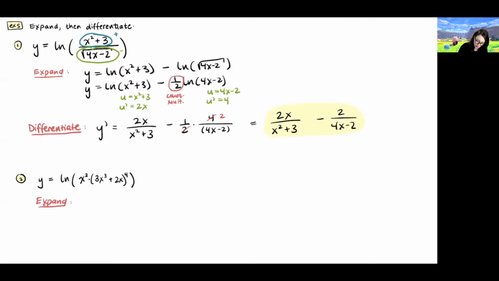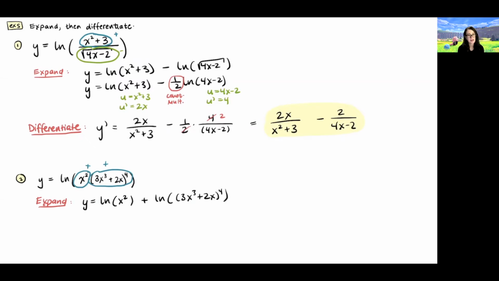Now inside we don't have a quotient, so I don't think we're gonna need anything with minuses, but we do have things multiplied. We've got this times that. So to expand this, these are both gonna get pluses because they're both up in the numerator. We're gonna get 2 separate natural logs. We'll get natural log of x squared plus natural log of 3x cubed plus 2x, all raised to the 4th.